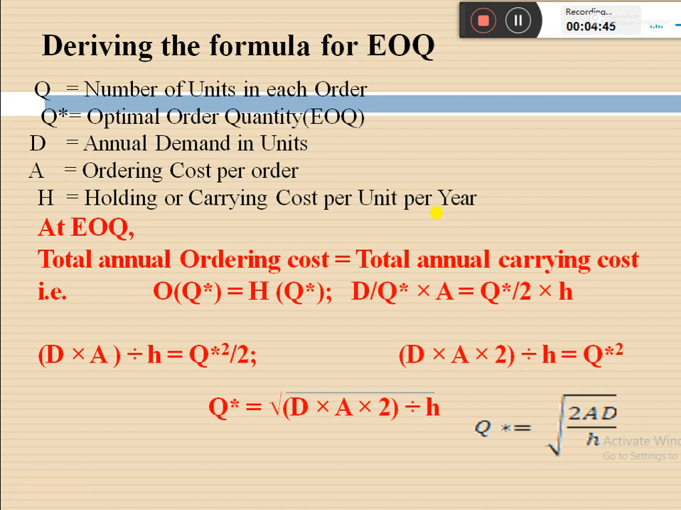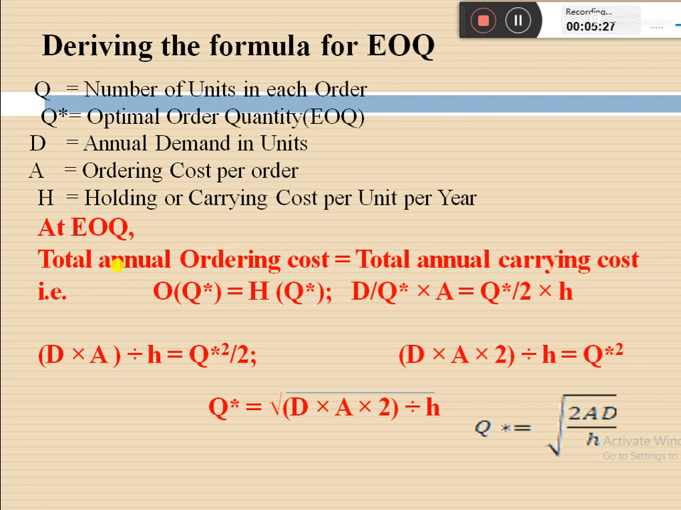Then we have derived the formula for economic order quantity with given information: Q is equal to number of units in each order, Q star denotes the optimal order quantity or economic order quantity, D denotes the annual demand in units, A denotes the ordering cost per order, and small h denotes the holding or carrying cost per unit per year. In this way, by using these notations, we can calculate the formula of economic order quantity.